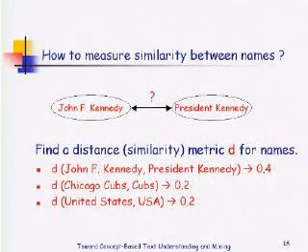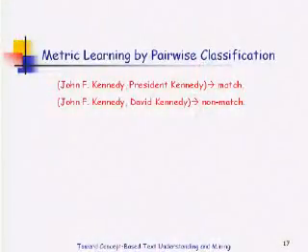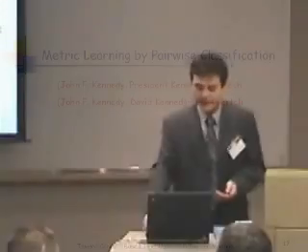The first problem is how to measure the similarity between names. The goal is to find a good distance metric or similarity metric that can measure the similarity or distance between two names of people, locations, and organizations.